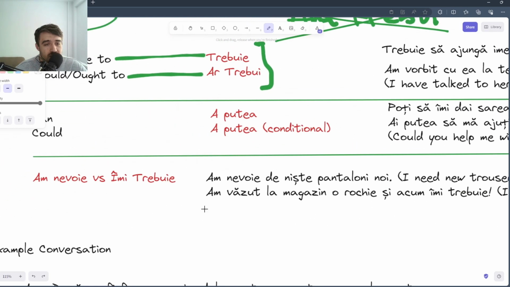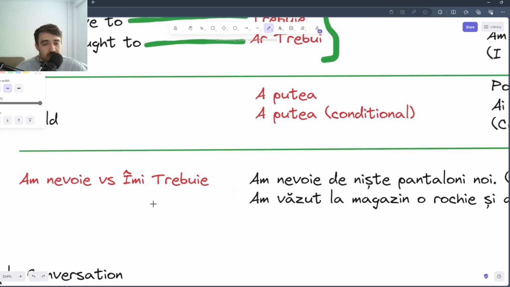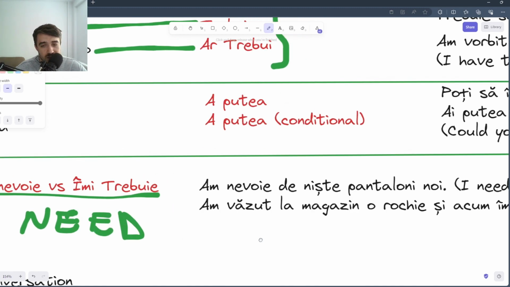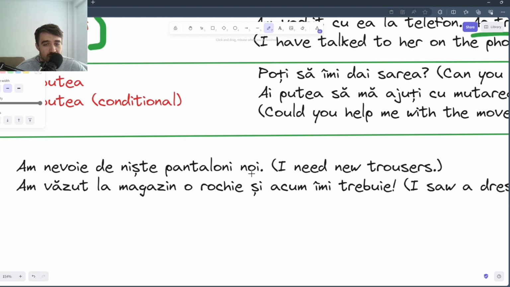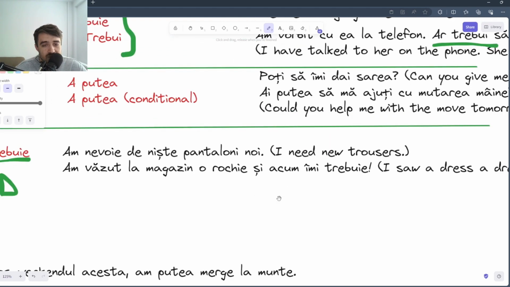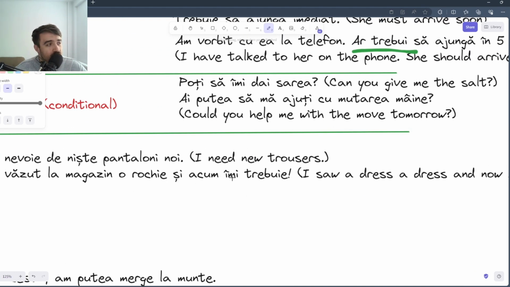So the final one is probably the most difficult one that you might need a bit of time and practice, because also you need a dative pronoun. So am nevoie versus îmi trebuie. Obviously this is conjugated in eu form, but you can use it in any forms. You can have ai nevoie versus îți trebuie. Yeah. So need and need. Both of them mean need, but they are different kinds of need. So let's look at the examples. Am nevoie de niște pantaloni noi. I need new trousers. Am văzut la magazin o rochie și acum îmi trebuie.